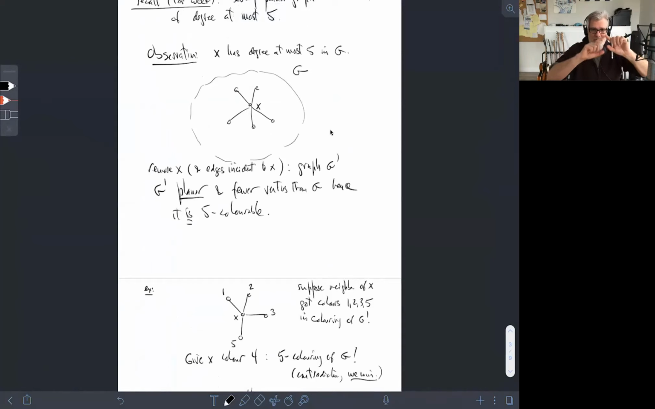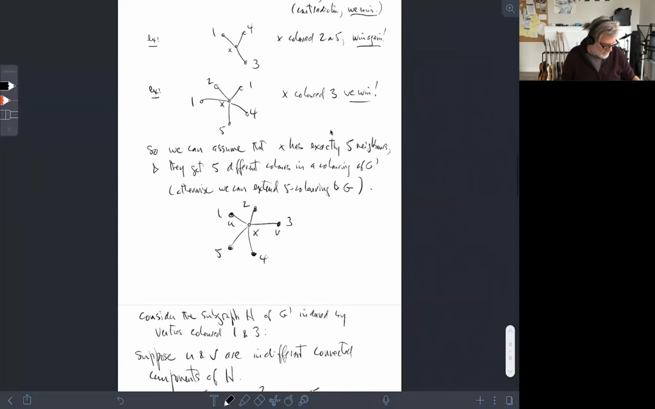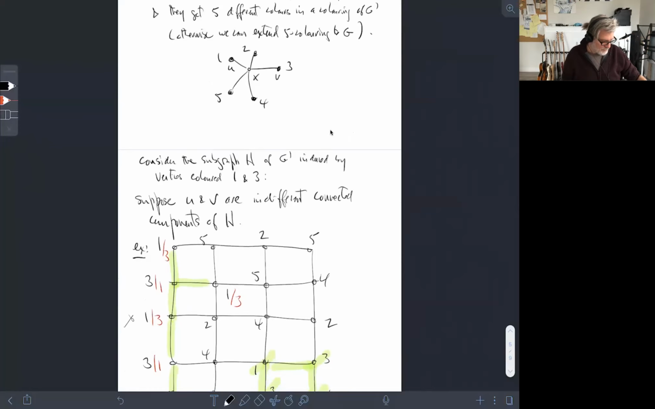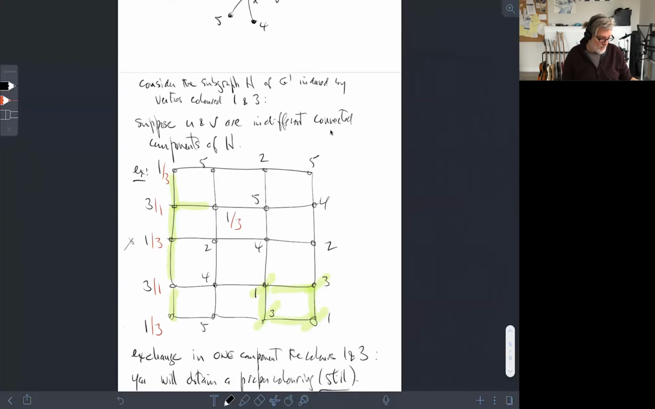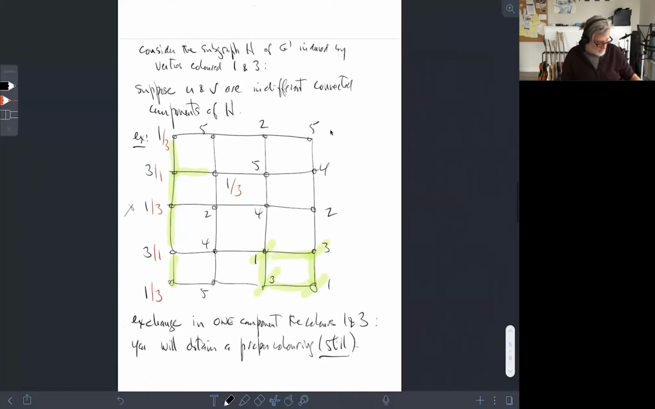Okay, so now I have this vertex of degree at most 5. I look at the coloring of the remaining smaller graph. If I get fewer than 5 colors on its neighbors, I can extend the coloring and I get my contradiction. So it means it has 5 neighbors. And what I do is I consider pairs of colors. If they're not connected in the subgraph induced by those colors, then I can flip the colors in one component, just like I did in my little example here. And so then I can extend my coloring.